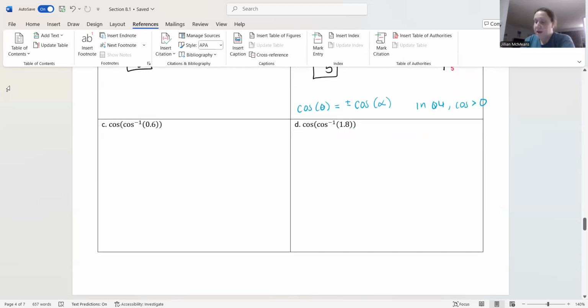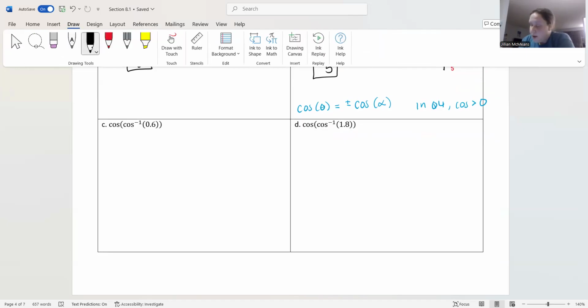So this time the input is inverse cosine. Okay, well, let me write, I don't know why I wrote it like that. Oh, don't do this to me. There we go, I got it.